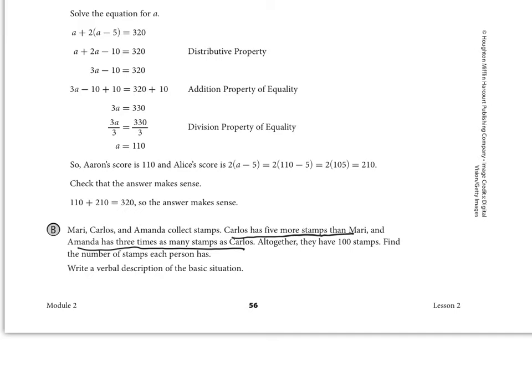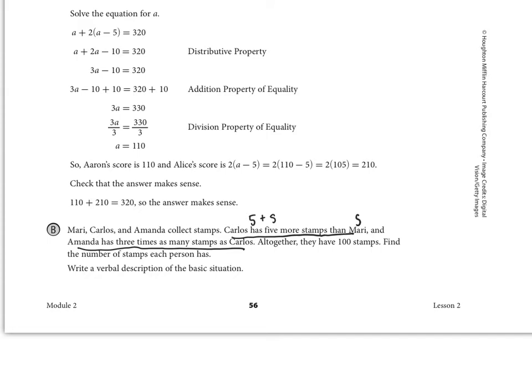Now, they have compared each other's amount of stamps. So since we start off with saying Carlos and how it compares to Mari, we're going to set Mari as the variable, as our unknown. So we're going to use S. Carlos has 5 more than Mari, which means Carlos is going to have 5 plus S, or S plus 5, doesn't really matter.